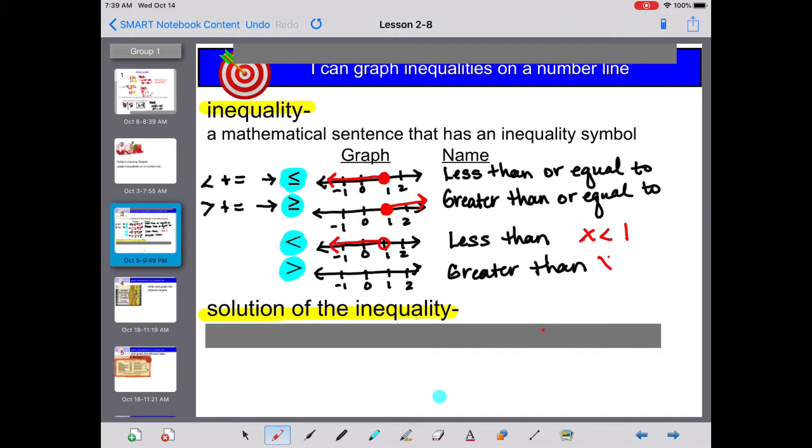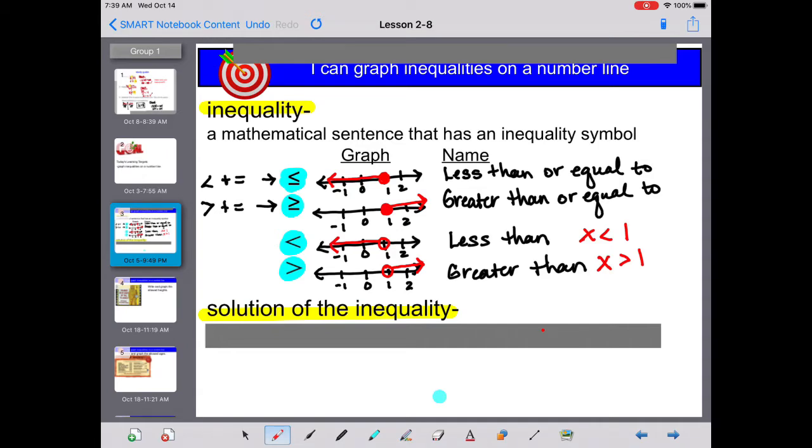If I was graphing numbers that were greater than 1, I would put a circle at 1, but 1 is not greater than 1, 1 is equal to 1. So I would not fill in that circle. Then I would draw an arrow to indicate where the numbers on the number line that are greater than 1 are located, and that is going to the right.